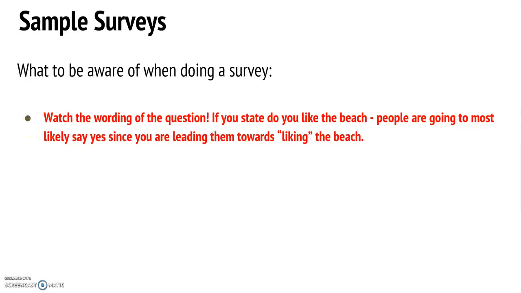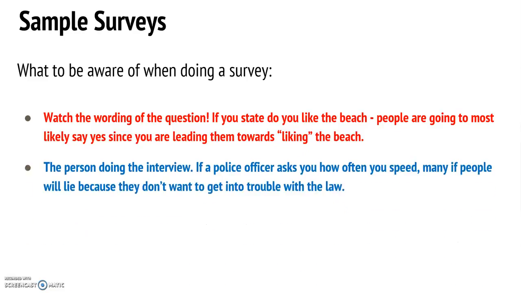A few things that you want to be aware of when you're doing a survey is if you're trying to get a valid answer to a question, make sure that you're watching the wording of the question. So if you're trying to determine whether or not people like the beach and you state, do you like the beach? People are most likely going to say yes because of that word, do you like the beach? You're leaning them towards liking the beach. You don't want to lean anyone in any direction. You want the question to be completely neutral so that they give their own opinion.